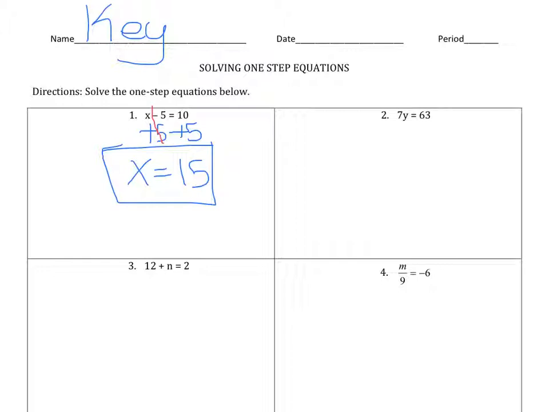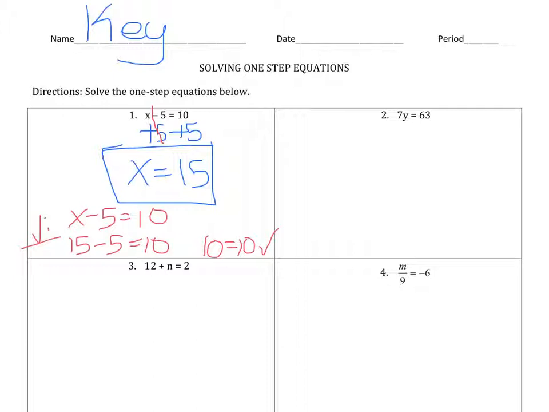I could check to make sure I did my work correctly by plugging the 15 into the equation. So it would be 15 minus 5 has to equal 10. 15 minus 5 is 10, so 10 equals 10, and it checks out.